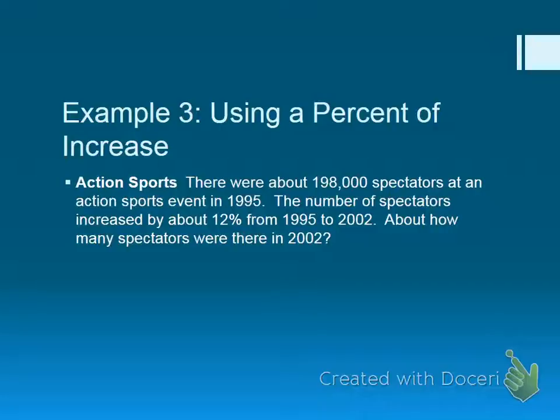In all of these problems, you're going to see an original amount. In this example, it says that there are 198,000 spectators at a sports event in 1995. The number of spectators, here's a key word I have to look for, it increased by. So if you're increasing something, are you adding or subtracting? Adding, okay? By, and here's another important part, 12%. So your first step is going to be to figure out, okay, what is 12% of my original amount?